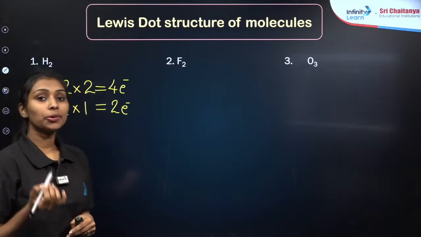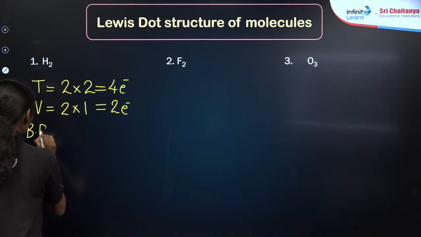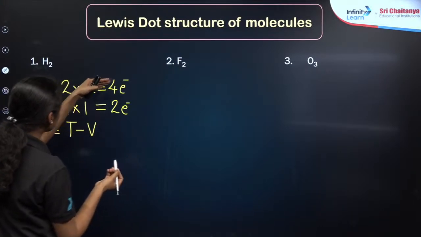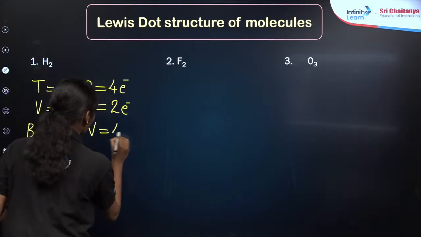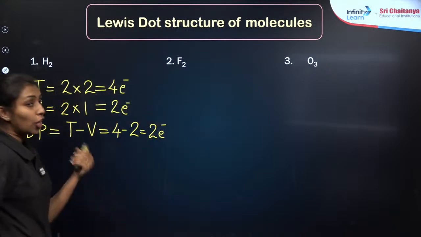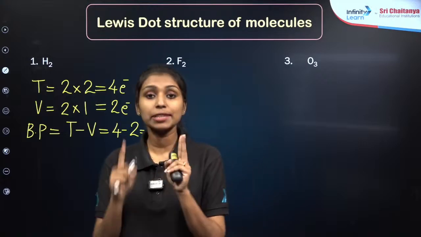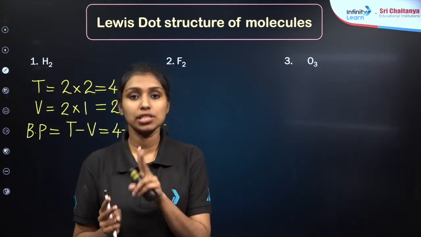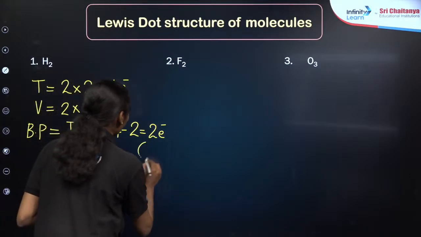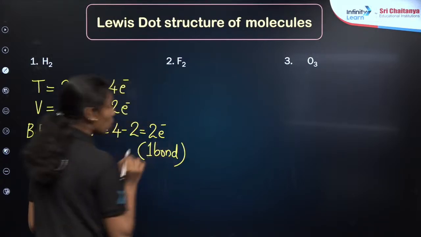The next step, you have to find the number of bond pair electrons, right? The number of bond pair electrons BP is equal to T minus V. Here it is 4 minus 2, that is equal to 2. From the bond pair number of electrons, you can identify how many bonds are forming. If the electrons are 2, it means it forms 1 bond. If it is 4, it means 2 bonds and so on. 2 electrons represent 1 bond. So 1 bond is formed between the 2 hydrogen atoms. Clear?